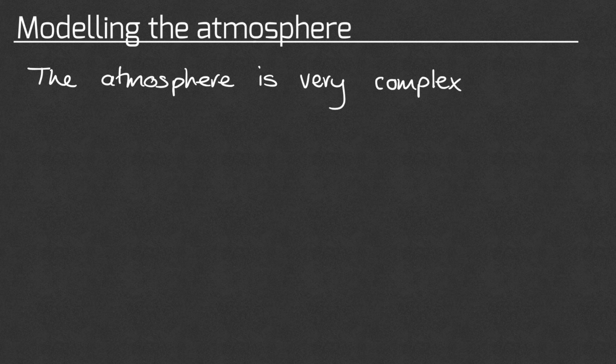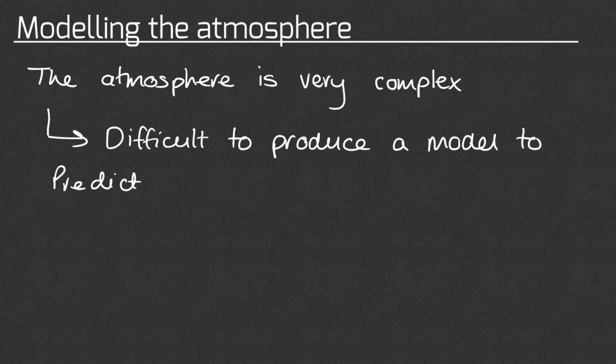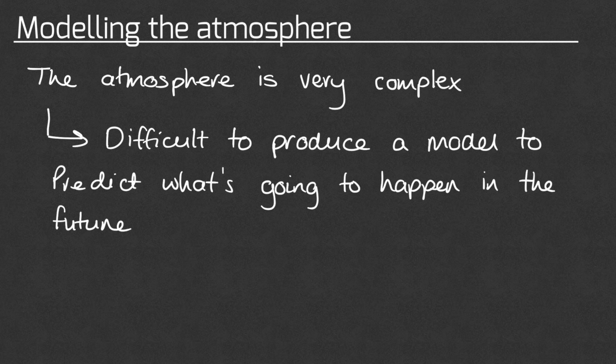The Earth's atmosphere is really complex. This means it's really difficult to produce a model to predict what's going to be happening in the future with the atmosphere. So you know how hard it is to predict what the weather's going to be like over the next week, let alone trying to predict what's going to happen to the amount of carbon dioxide and the effect that will have in global warming in a year or two's time.